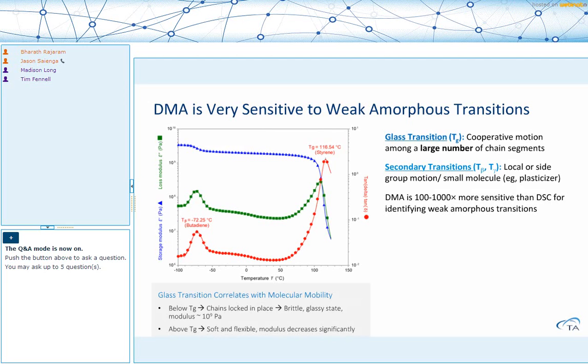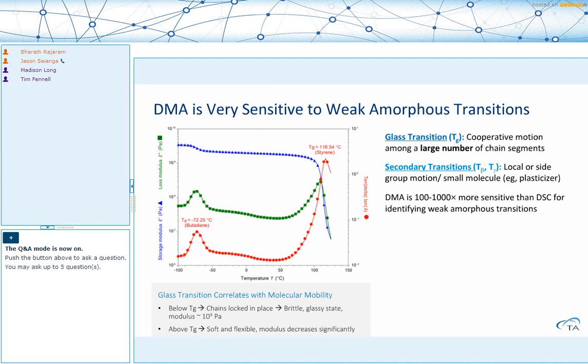But in addition to the glass transition, which is that primary peak that we see in the profile in tan delta, there are other transitions that can take place at lower temperatures. And each of these transitions is identified as a secondary transition, and that comes about due to local or side group motion, or it could be due to the presence of small molecules like plasticizers that you have added into your material. And as a technique, this type of DMA scan is about 100 to 1,000 times more sensitive than DSC for identifying weak amorphous transitions, because amorphous materials have a very small impact on heat flow, which is what the DSC measures, but can have an outsized impact on the mechanical measurements, which is what DMA is measuring.